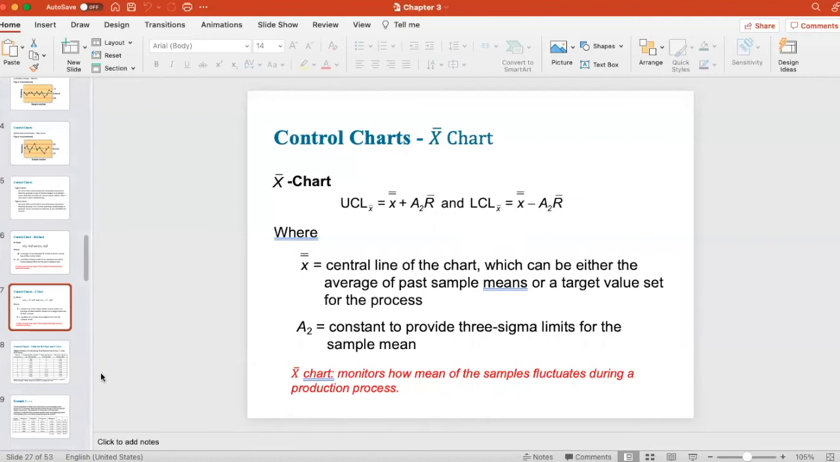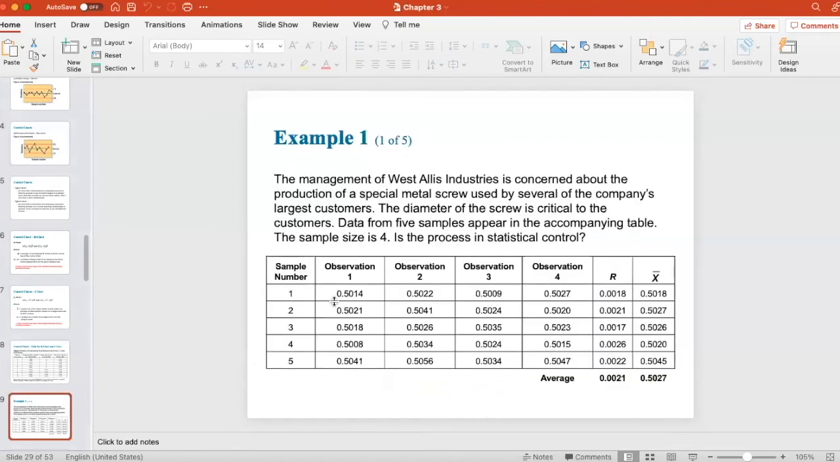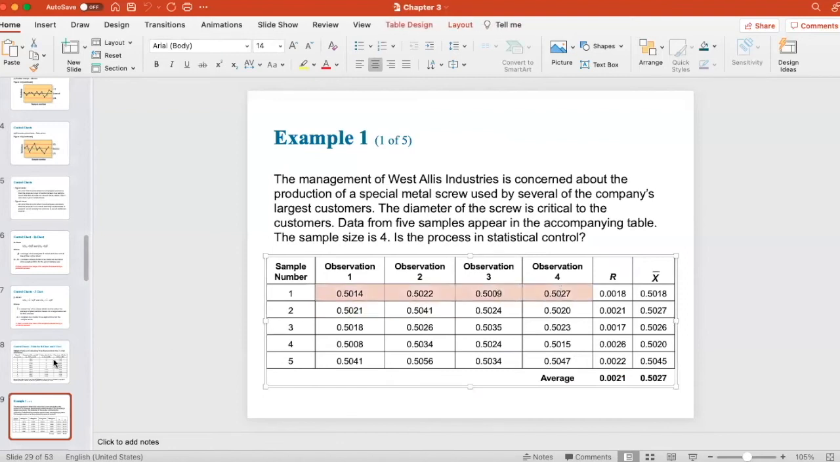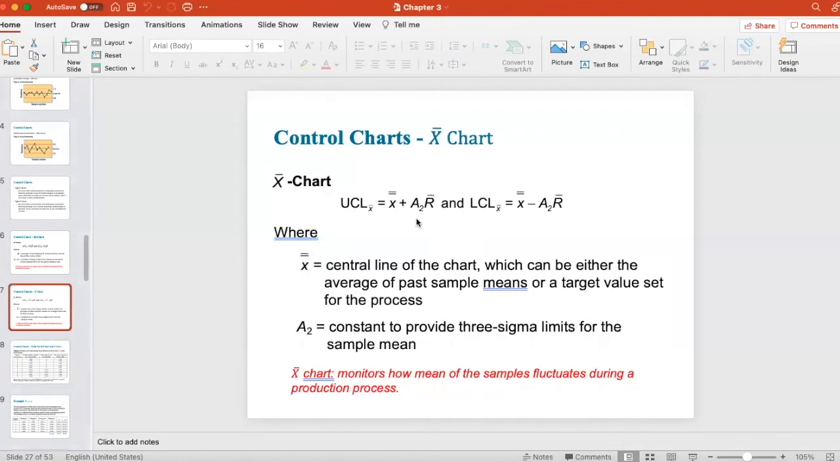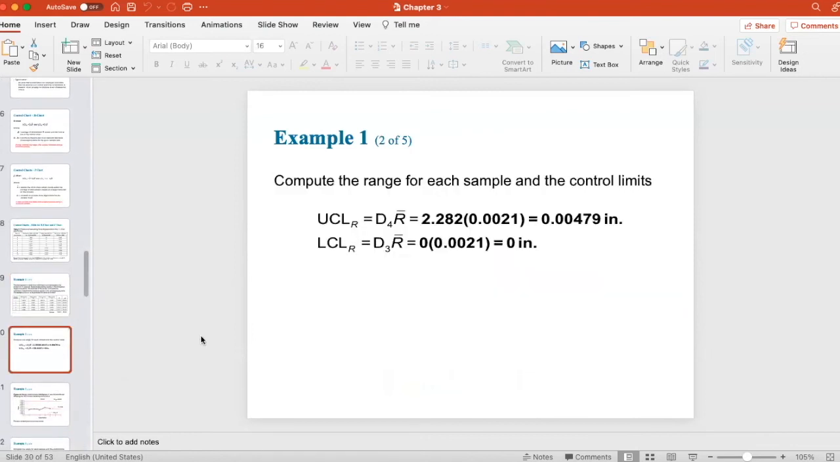And how we get A2 within this specific example: you still have 4 observations within each sample. So if you look at the table that I provide to you, for n equals 4, you can see A2 is 0.729. Then you plug back into this equation. Now you know the numerical value for every element, and you get the UCL and LCL very quickly. This will be the standard process that we go through for both the R chart and the X bar chart.